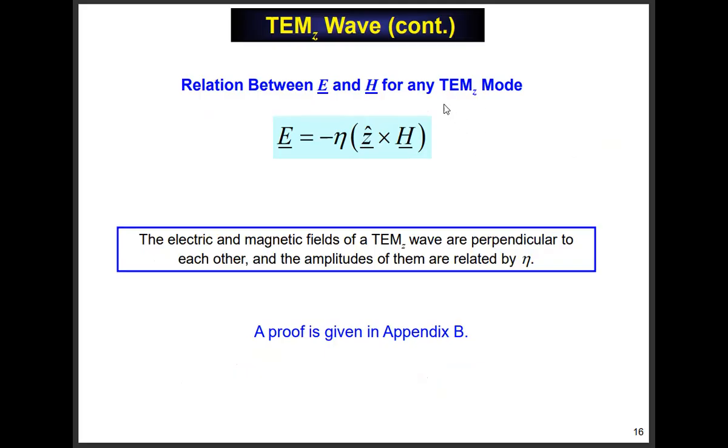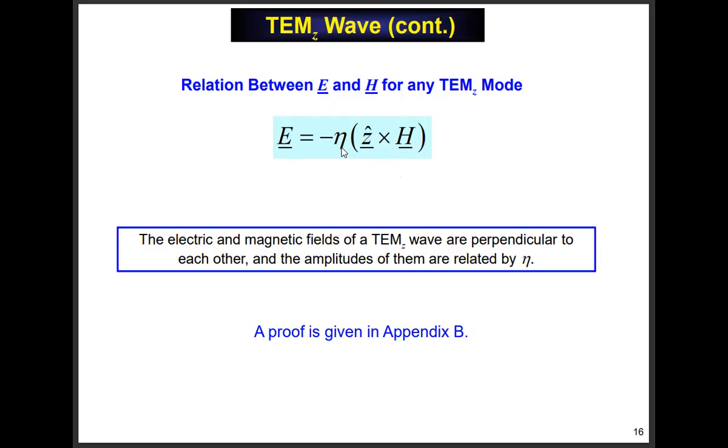But anyway, it says that for any TEMZ wave or mode, and again, this could be a wave inside a coax, it could be a plane wave, this property has to be true. The E vector is minus eta of the material, square root of mu over epsilon, times the unit vector Z cross H. Now, when I write this equation, I'm assuming that the wave is going in the Z direction, carrying power in the Z direction, right? That's why there's a Z hat here. And by the way, it actually even works for a lossy medium. Eta could be complex.